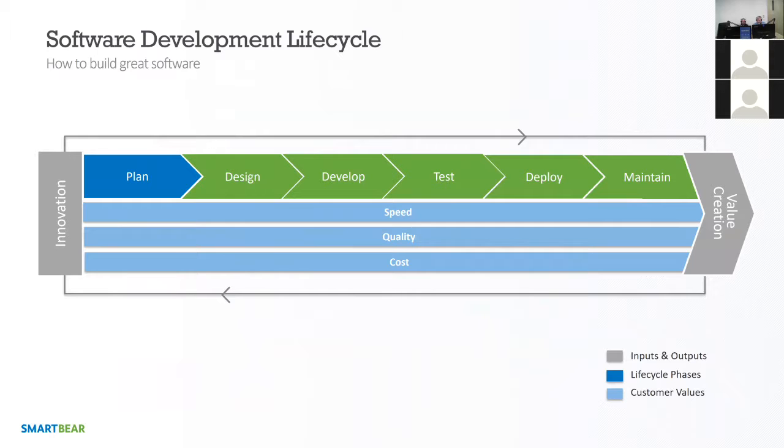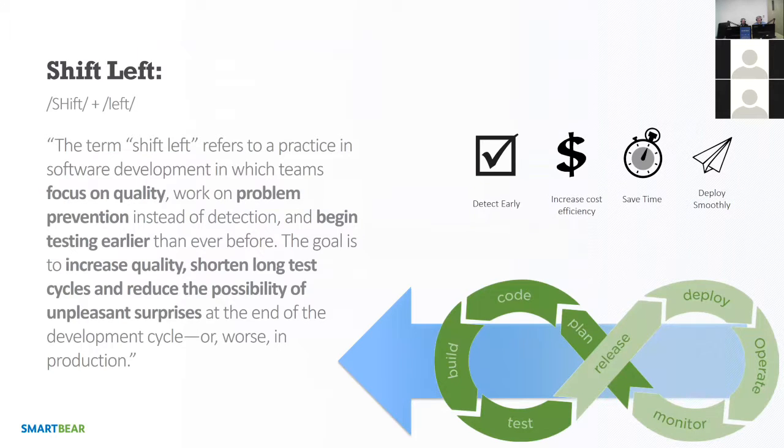This is the software development lifecycle again, but it's highlighting the areas that you can incorporate monitoring into as a strategy to benefit your entire software development lifecycle. As we mentioned before, shift left refers to a practice for software development that focuses on quality. The goal is to move towards prevention rather than detection, to start testing earlier than ever, to better the quality, shorten the test cycles, and reduce the possibility of having unpleasant surprises toward the end of the development cycle.